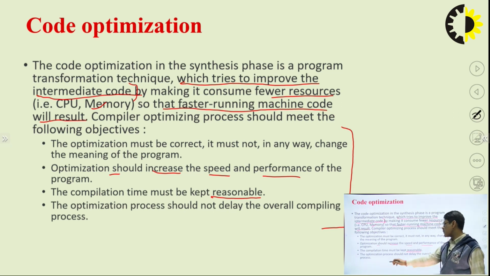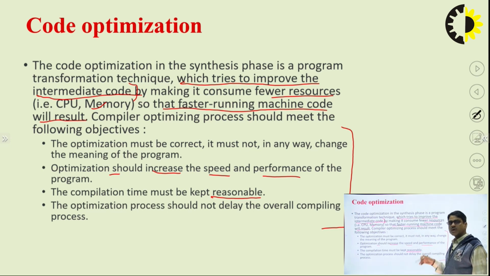And the last one is that the optimization process should not delay the overall compiling process, so the time must be less. That is the major criterion. If the time is increased, there is no advantage in applying code optimization techniques. Whenever we apply code optimization, these objectives must be kept in mind to improve the code.